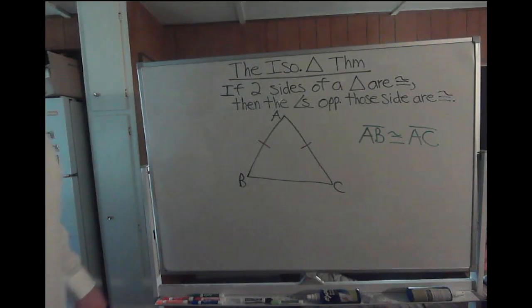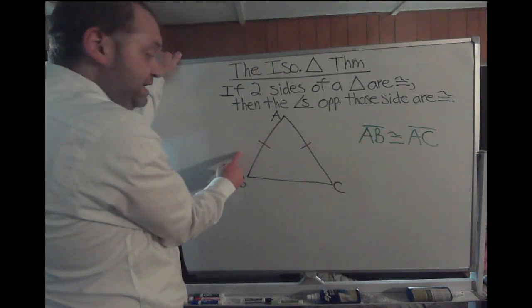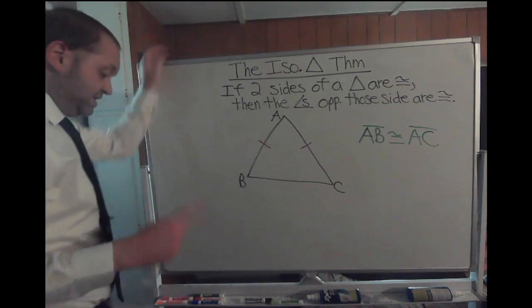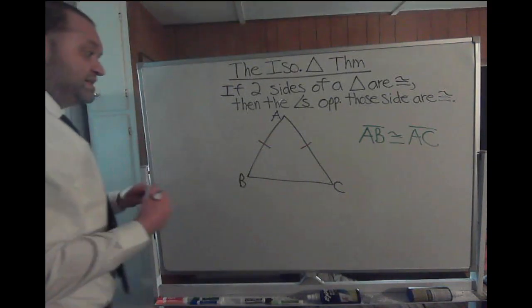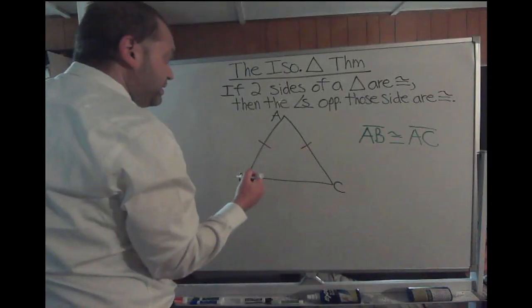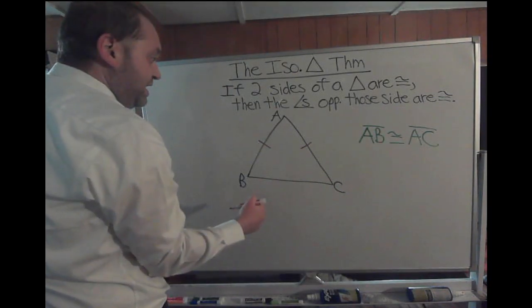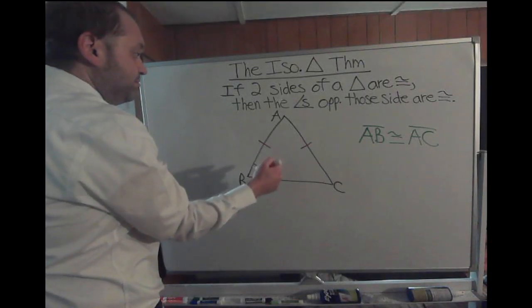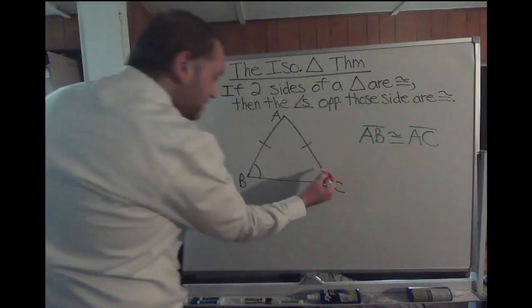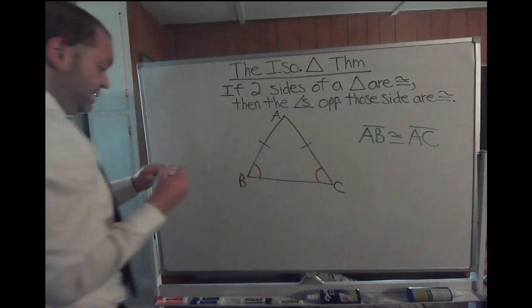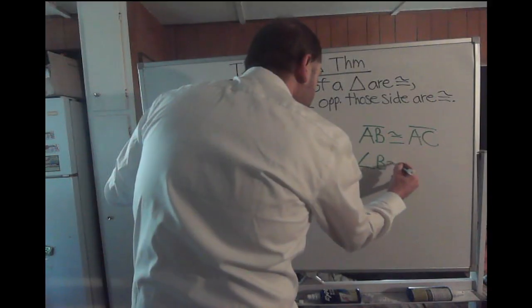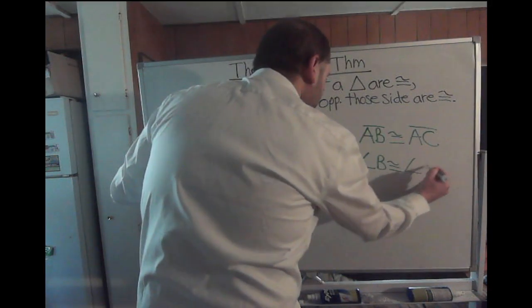Okay, good. So here we have triangle ABC. It tells us that side AB is congruent to side AC. By the isosceles triangle theorem, then, the angles opposite those sides, so the angle opposite side AC is angle B, the angle opposite side AB is angle C. So by the isosceles triangle theorem, we can then deduce that angle B is congruent to angle C.